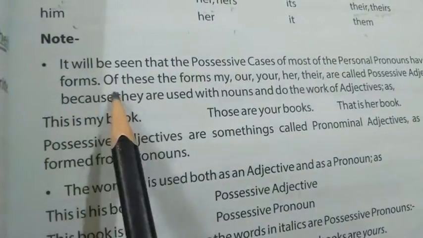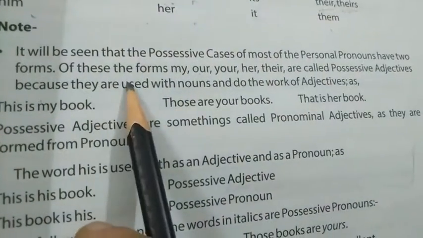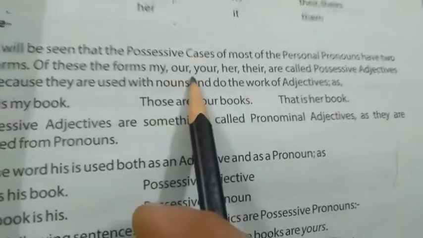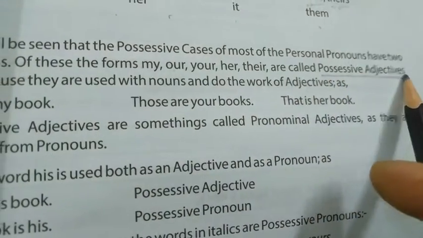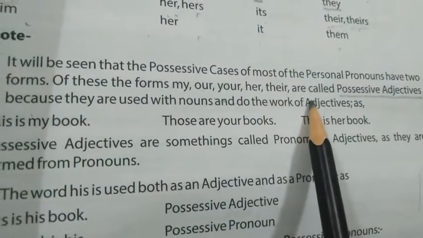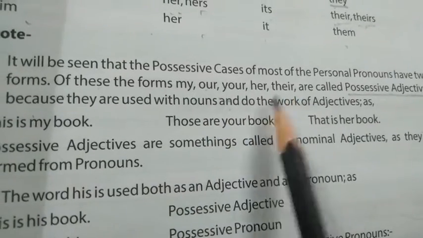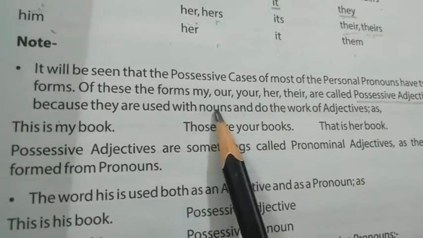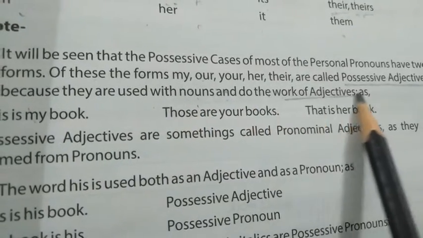Okay, now this note is there. It will be seen that the possessive cases of most of the personal pronouns have two forms. Of these, the forms my, our, your, her, their are called possessive adjectives also, because in many of the sentences they are followed by a noun. Okay, so whichever words are describing the noun, they act as adjectives because they are used with nouns and they do the work of adjectives.